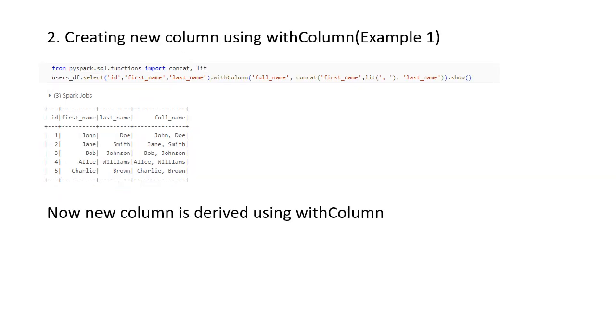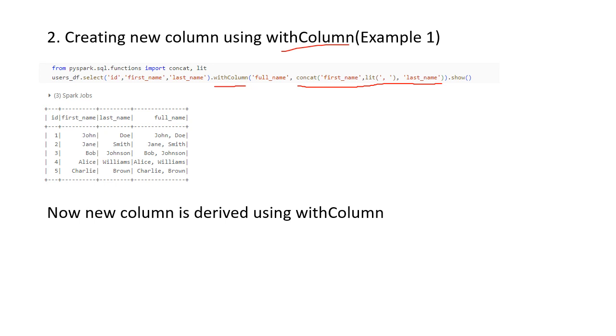The second method to create a new column is using withColumn. We are going to see multiple examples. In the first example, we're going to do the same operation, concatenating the first name and last name, by using withColumn. Earlier we have seen that using an alias, and now we're going to see it with withColumn.